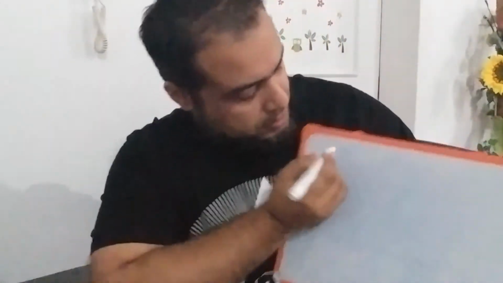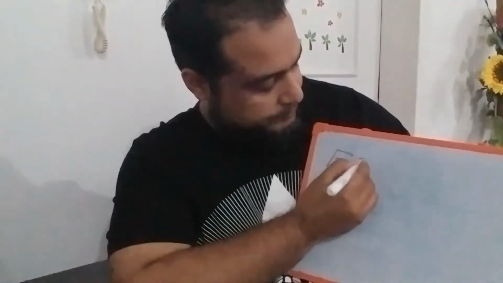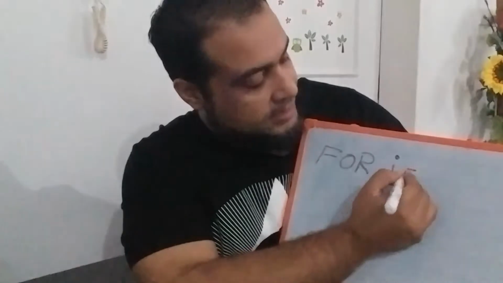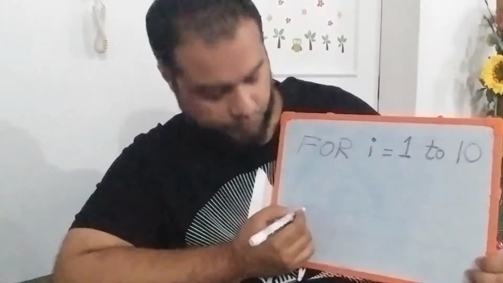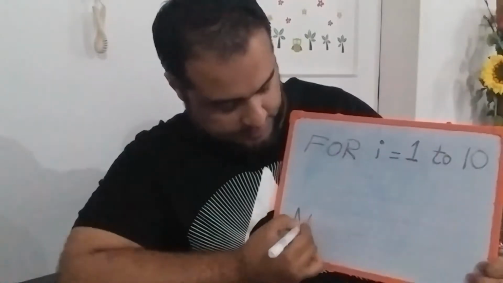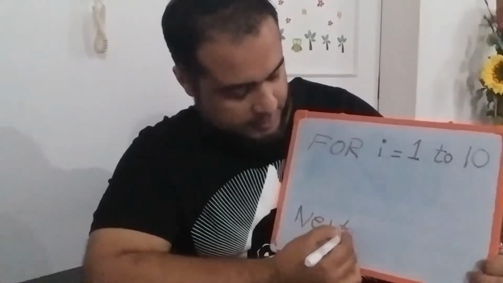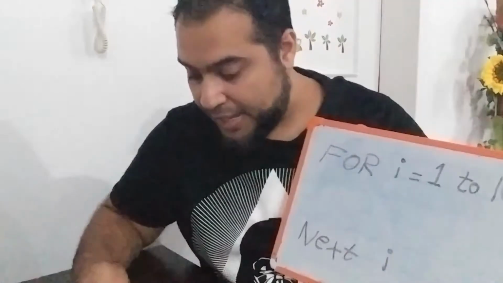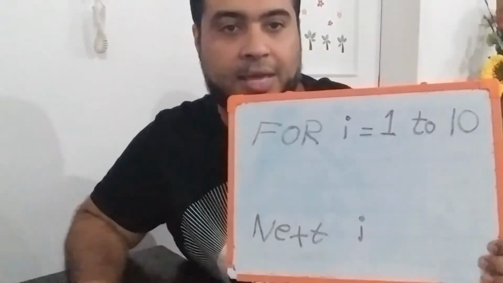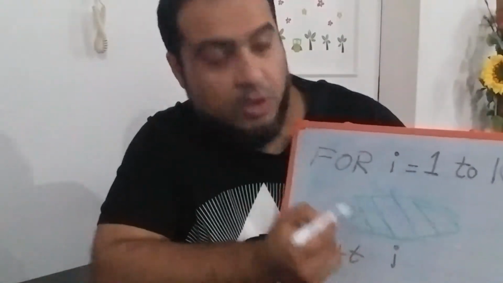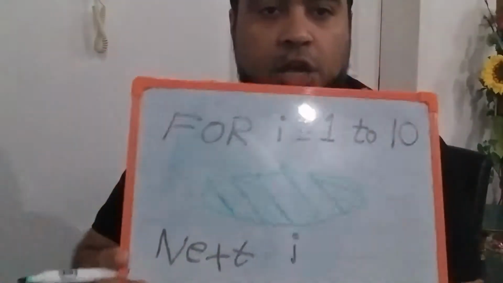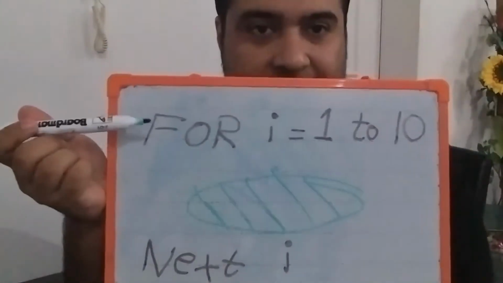So the basic syntax for the loop is somewhat like: For I = 1 to 10, and then we are going to write Next I, and in between can be anything. In between is whatever is there, I don't care for that. So let me explain what this syntax means.